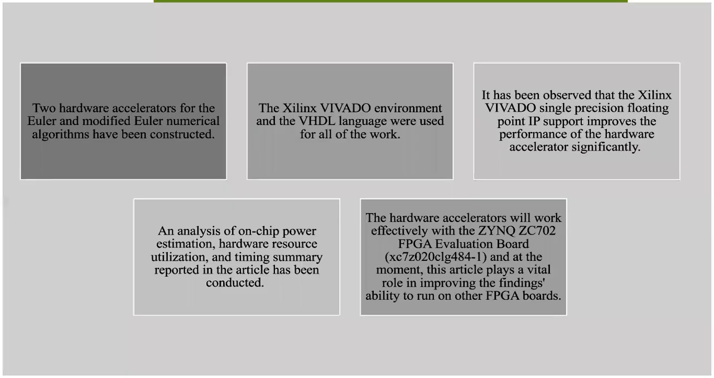To conclude, we can say that two hardware accelerators for the Euler and modified Euler numerical algorithms have been constructed in our paper. We have used the Xilinx VIVADO environment as well as the VHDL language for all of the work. According to the experimental results, it has been seen that the Xilinx VIVADO single precision or 32-bit floating point IP support improves the performance of the hardware accelerator significantly. Also, we have analyzed some of the on-chip power estimation, FPGA hardware resource utilization, and timing summary in the article.